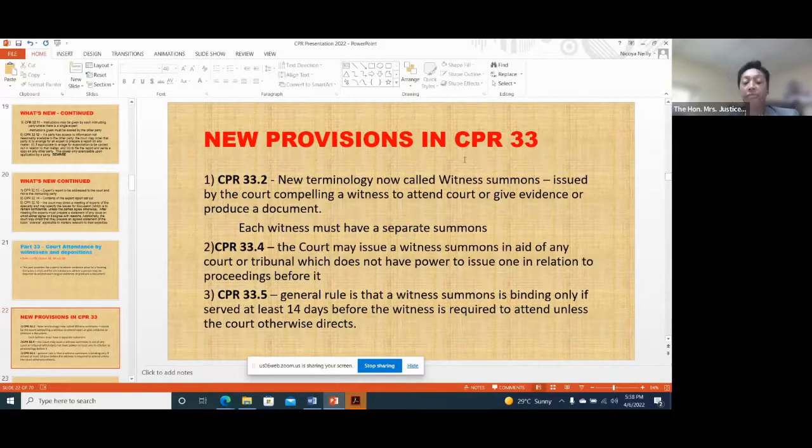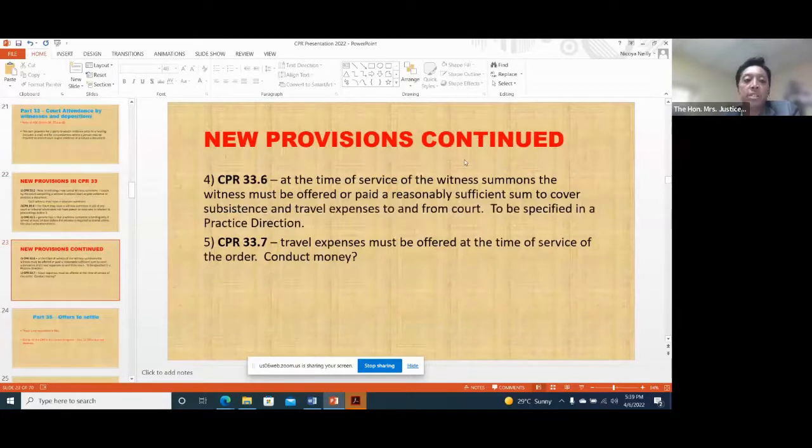CPR 33.5, the general rule is that a witness summons is binding only if it is served at least 14 days before the witness is required to attend unless the court otherwise directs. So again, it would be interesting to know how this procedure will be, whether this would be, again, a requirement for a registrar to sign the subpoena as the witness summons as they do for subpoenas now, and what exactly is the procedure.